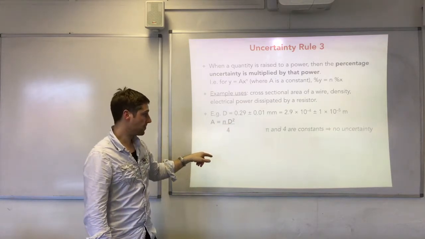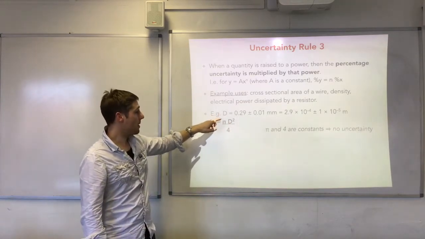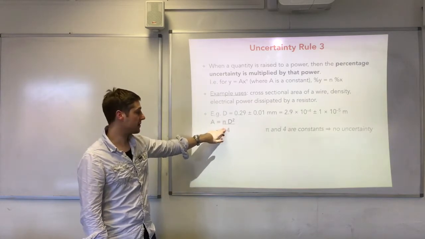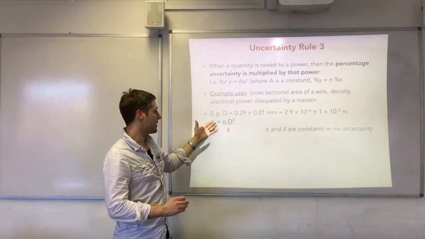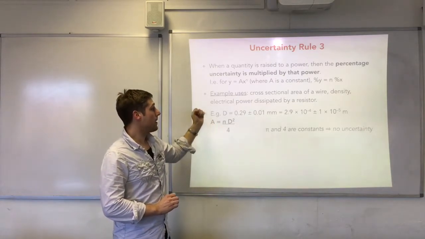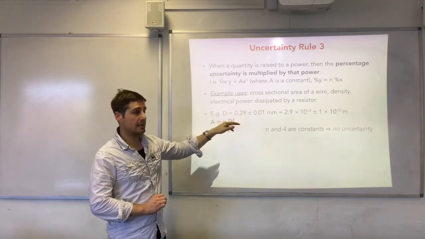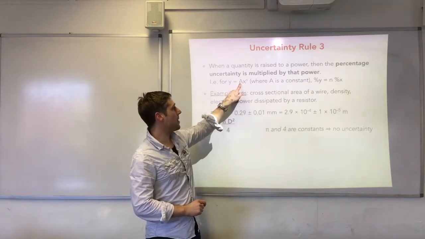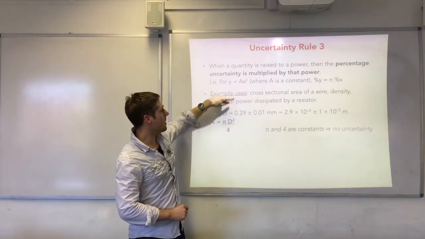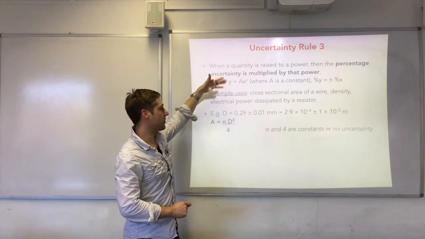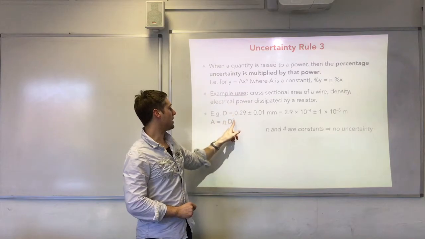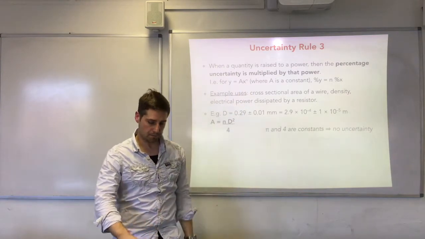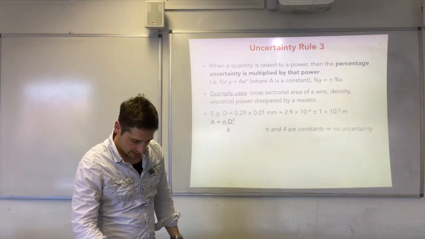Now, in this equation, pi and 4 are constants. There's no uncertainty there, so they won't increase the uncertainty of A. The only thing that's got uncertainty is D. So that's an example. Pi and 4 there, they're examples of this A in this general equation that I've used up here. And D is the X, and the 2 is the N. Okay, so what do we need to do here?